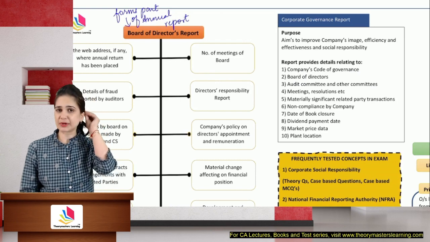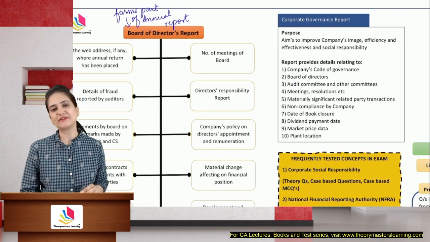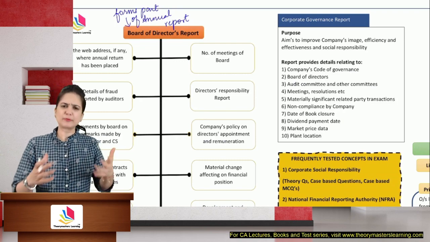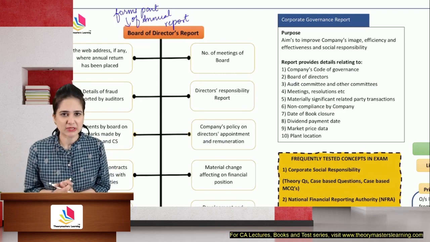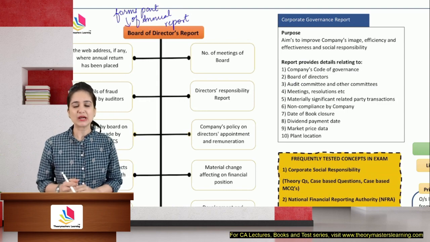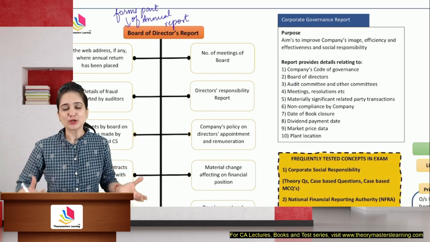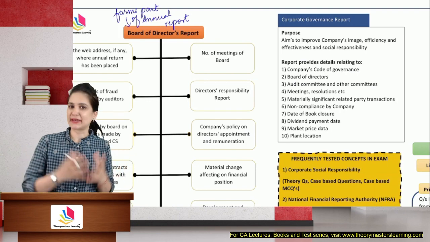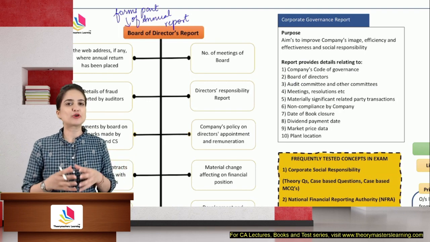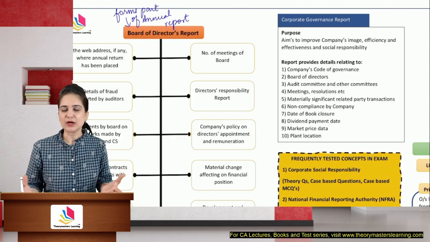Okay, the board's report forms part of the annual report. The board's report is a way of communicating with the shareholders. See, shareholders give us money. They provide us their hard earned money in the form of capital, and the board of directors manage that money. So at the end of the year, the board of directors feel responsible to the shareholders.